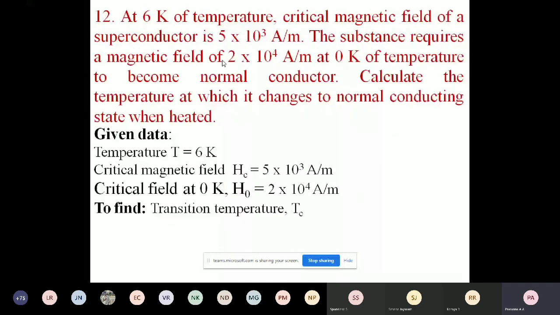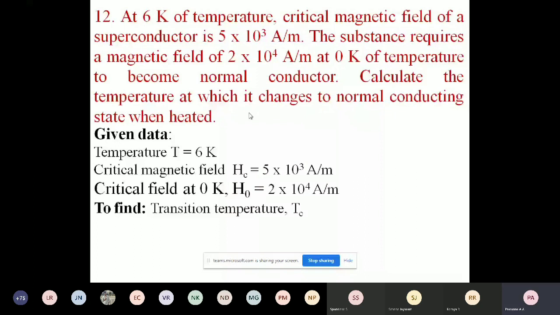And the 12th and the last problem. At 6 degree Kelvin of temperature, critical magnetic field of a superconductor is 5 into 10 power 3 ampere per meter. The substance requires a magnetic field of 2 into 10 power 4 ampere per meter at 0 degree Kelvin to become normal conductor. Okay, this is at 0 degree Kelvin. That means this must be the value of H naught. Calculate the temperature at which it changes to normal conducting state when heated.